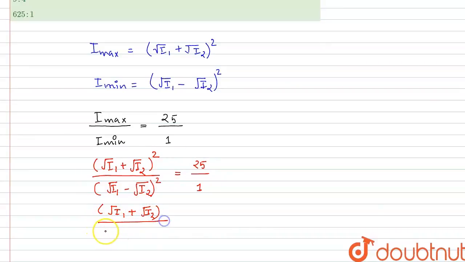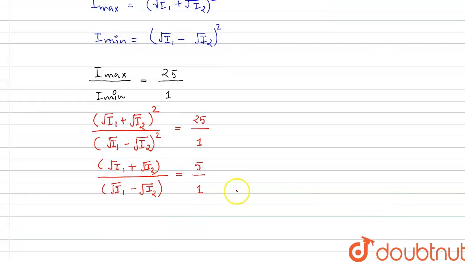by root I1 minus root I2, and here it will be square root of 25 divided by 1. Now we will solve this equation by adding denominator and numerator in the numerator and by subtracting numerator from the denominator in the denominator. It will look like this.